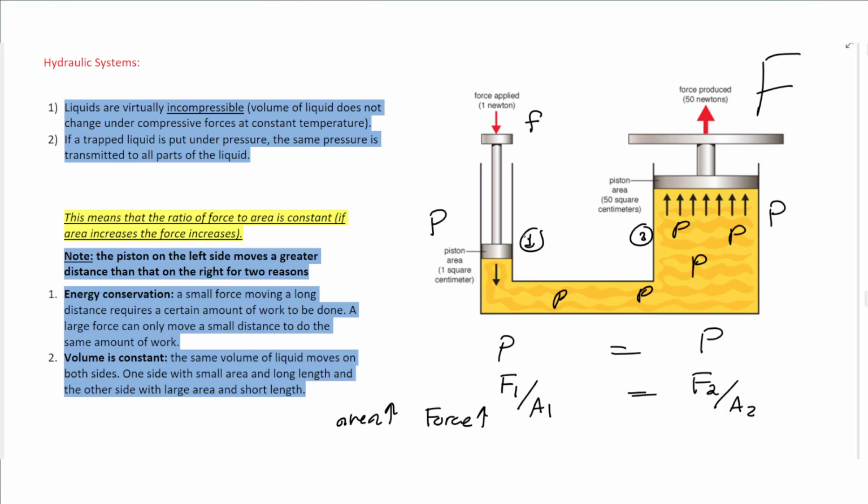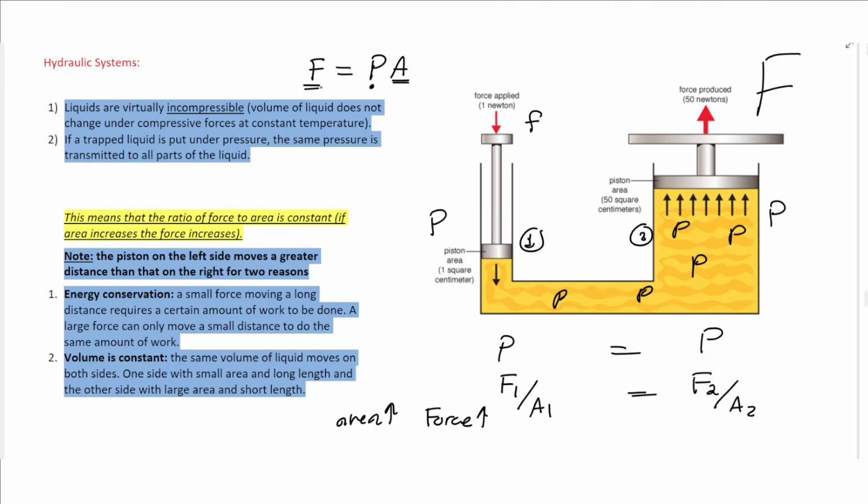If you are required to explain why the force is greater, you can either use the concept that the pressure is the same, so the force depends on the area, or use the equation force is equal to pressure times area, and then you say pressure is constant, so as area increases, force increases.